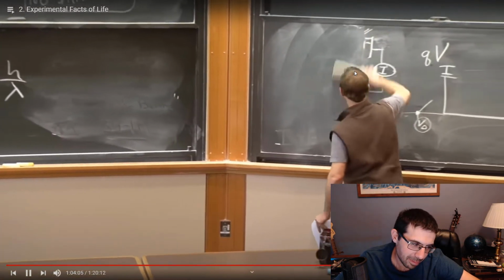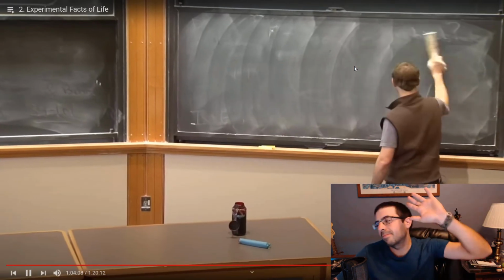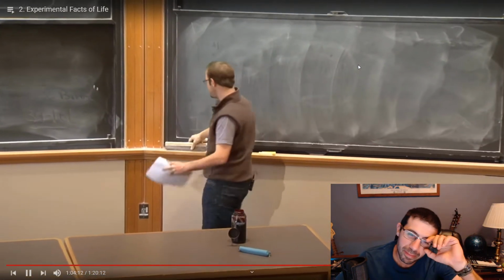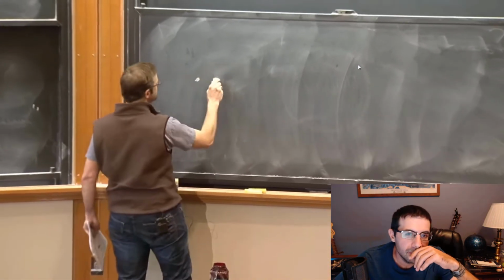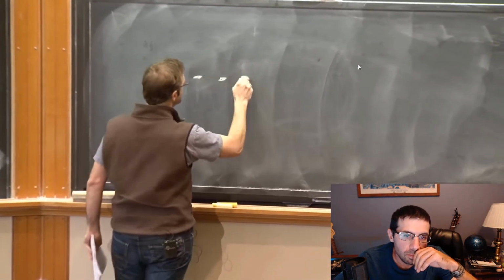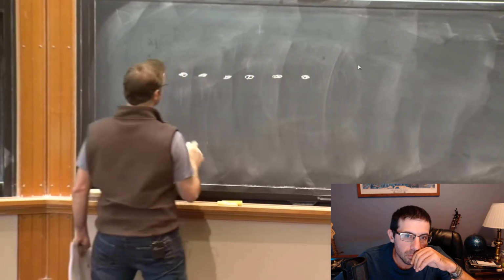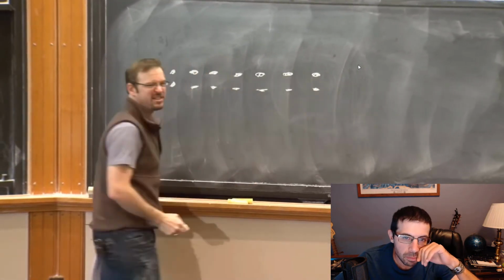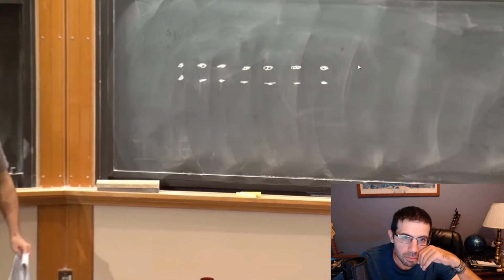This other experiment was done by a couple of characters named Davison and Germer. In this experiment, what they did is they took a crystal, and a crystal is just a lattice of regularly located ions, like diamond or something.